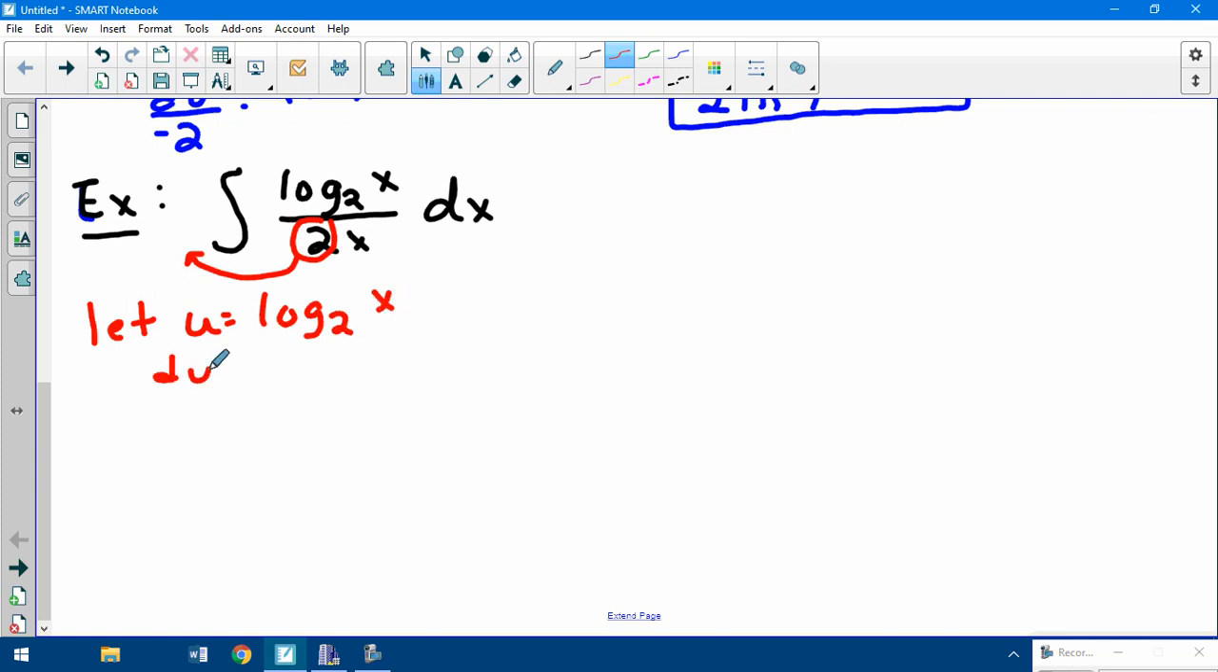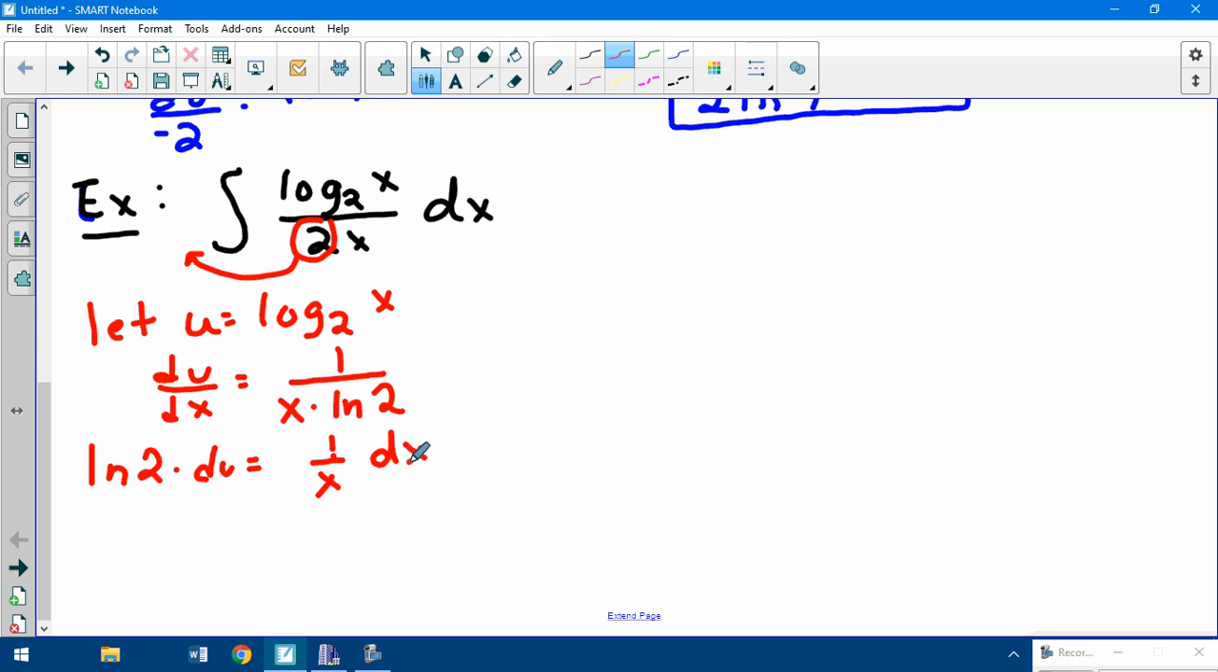So then what would du over dx be? Well, it's a log, so I know it's going to be 1 over x. So we have this extra ln of 2 with it. And if this is u, I just have a 1 over x dx left. So I need to move this ln2 to the other side. So ln of 2 times du equals 1 over x dx. All right, and then I think I'm ready. So remember, what's going to be out front? We have this ln2 coming out front because that's just a constant, but it also should be over 2 because I'm going to pull this 2 out of the integral as a constant.